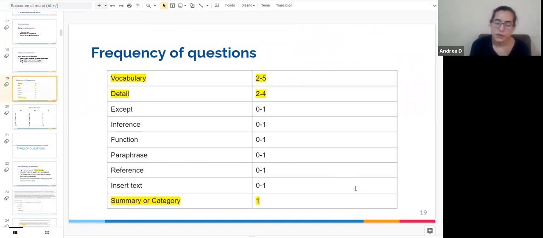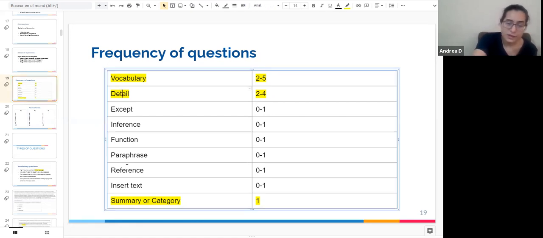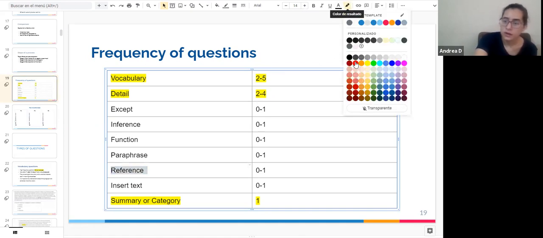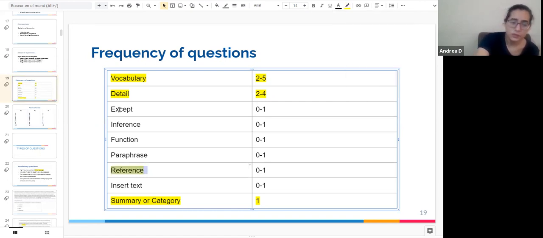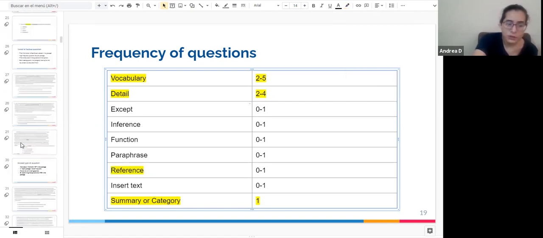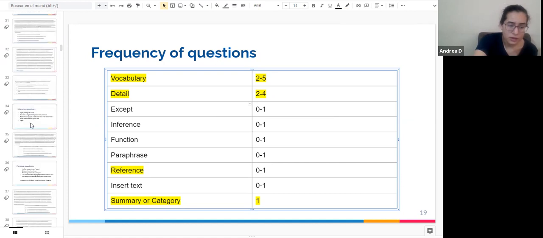Okay, guys. So today we'll continue working on the reading section. Remember that we're looking at the types of questions that you get in the reading part. And I think last class, I'm not sure, but I think we started with vocabulary and detail questions. And I think we also covered reference questions. So we're going to continue. So any questions before we start?